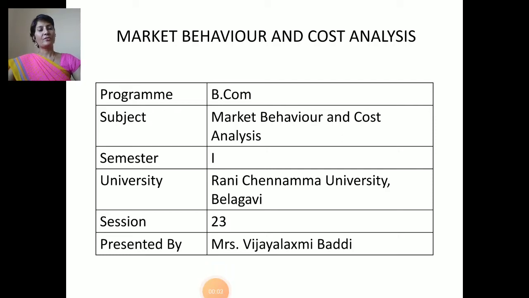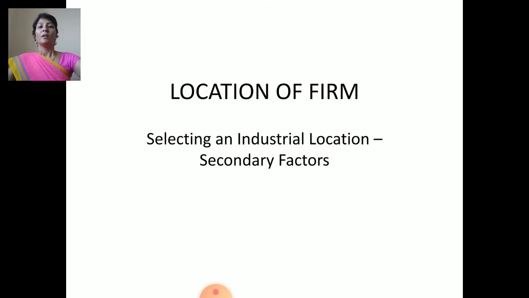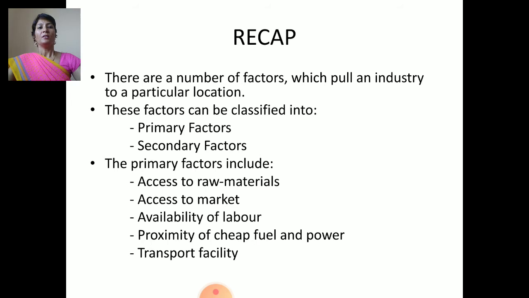In this session, let us discuss the various secondary factors which influence the location of the firm. In the previous session, we discussed the meaning of location, the factors influencing the location of the firm. We saw that the factors influencing location of the firm can be divided into two heads: primary factors and secondary factors. We studied the various primary factors in the last session, which included five important factors, namely access to raw materials, access to market, availability of labor, proximity of cheap fuel and power, and the last one being transport facility.